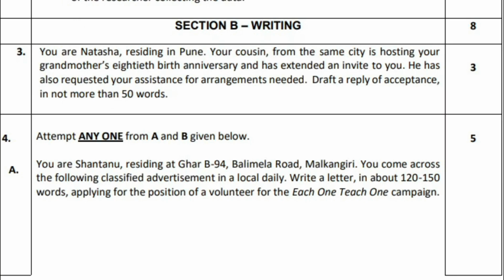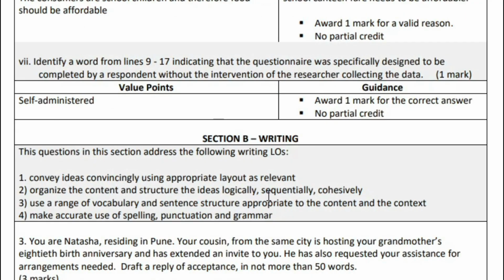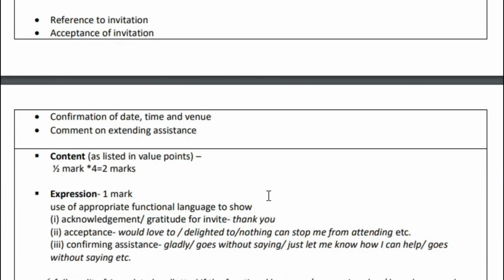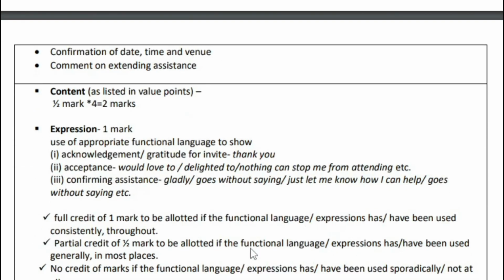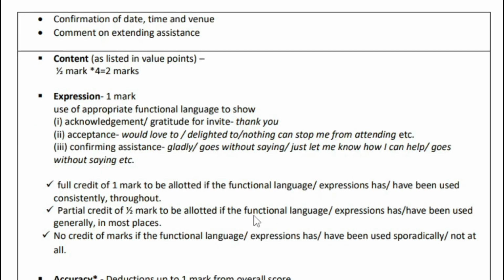Let us see how the invitation model is given in the CBSE model answer right here. It is for content, 2 marks allotted, and expression, 1 mark allotted. So what are the value points here? Reference to invitation, acceptance of invitation, confirmation of date, time and venue, comment on extending assistance. See, content, that means it is for 3 marks. If you write the content information properly, you will get 2 marks, and if you don't commit any grammatical mistakes or spelling mistakes, that comes under expression, you will get 1 out of 1 mark.